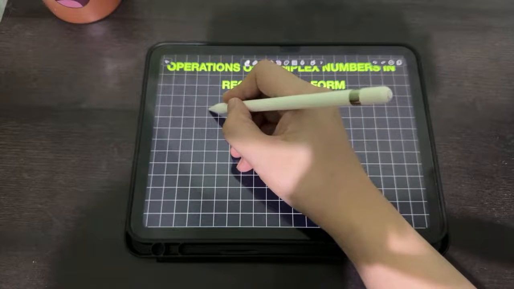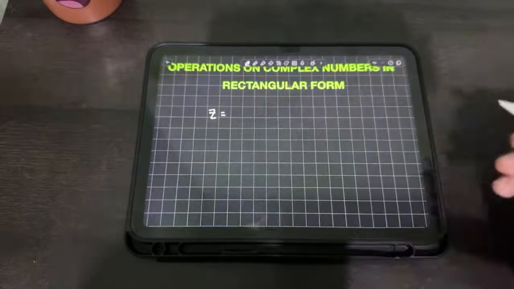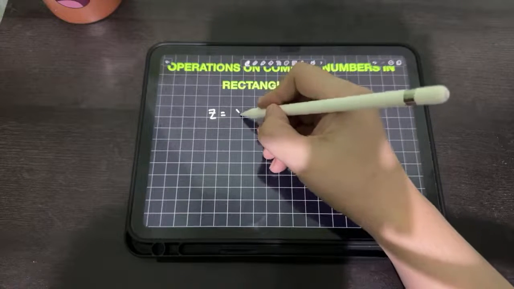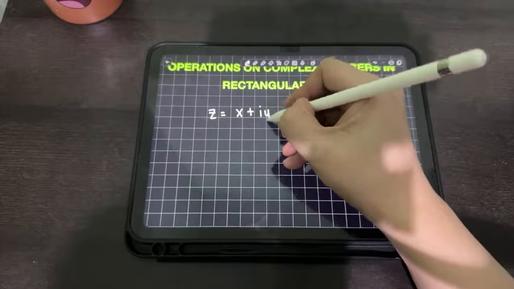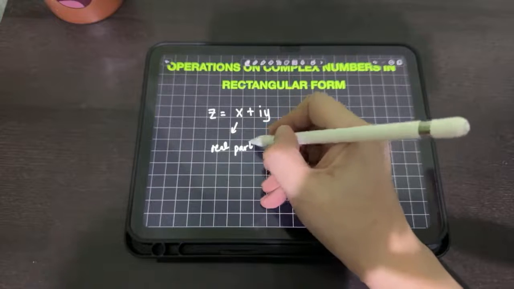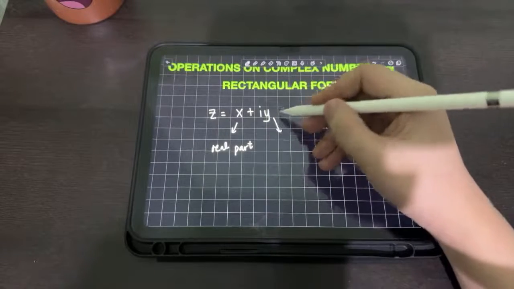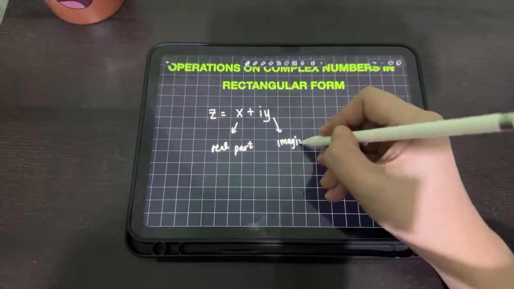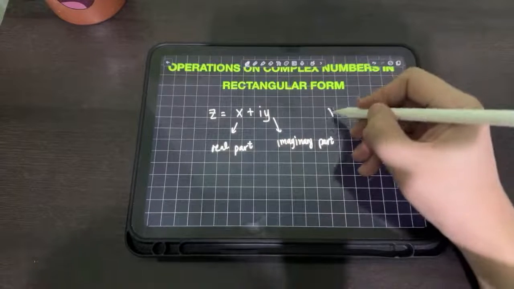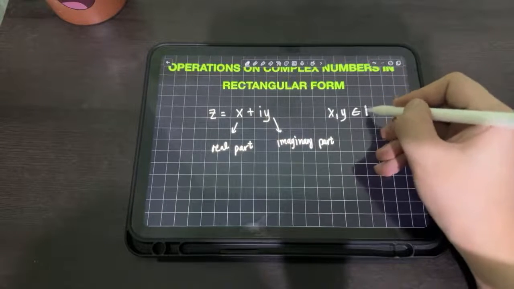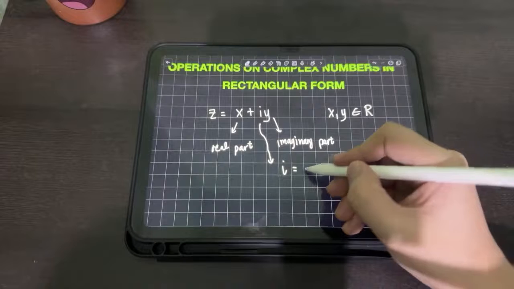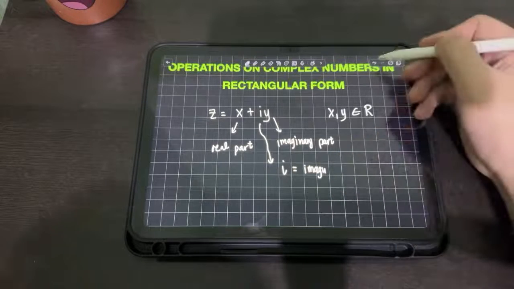Usually we denote the complex number by variable z, and if it's in rectangular form, this will be given as x plus iy, where x is the real part and iy is the imaginary part. So x and y here are real numbers. And this i is the imaginary unit or number.